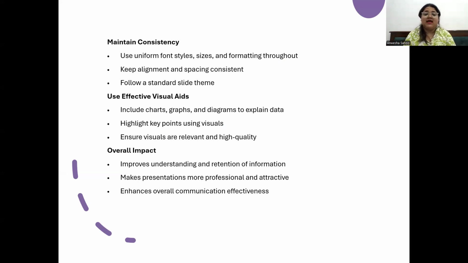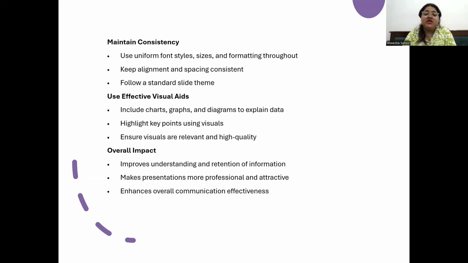Follow a standard slide theme. Don't use too many flashy themes, too many bold colors, font styles, or too much italics or very complex font size or style. Don't use that. Use a consistent, readable font style and size and spacing. Next is use effective visual aids.